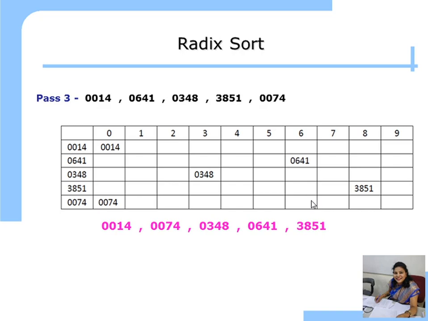I always told you that whatever number of passes we calculate, these are the maximum. We can require fewer passes also. So the maximum passes are 4. We can get the output with 1 pass, 2 passes, 3 passes or 4 passes. In this case, we get the output after pass 3. So we can stop here and print the output. The sorted list is 14, 74, 348, 641 and 3851.